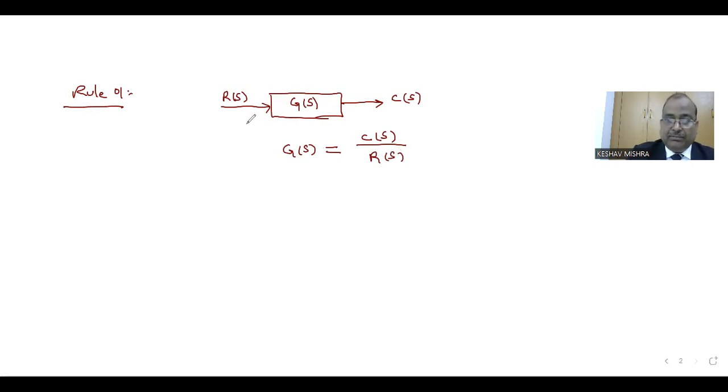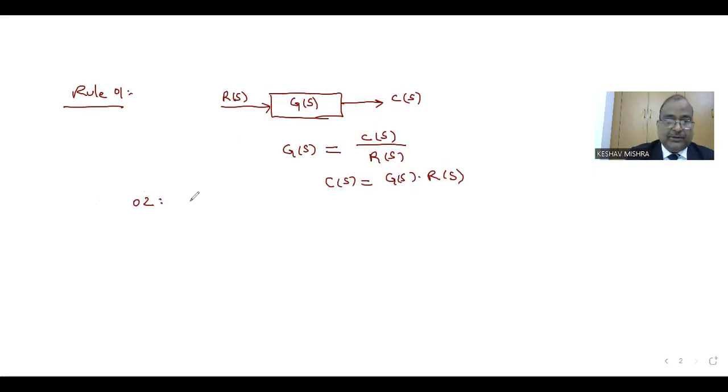This is the fundamental, the basis for any block diagram representation. The transfer function is given by the ratio of output variable to input variable. From this, we can find the output as G(s) multiplied by the input R(s), where G(s) is the transfer function of the system. So this is the representation of any individual stage of a control system that is a combination of many stages.